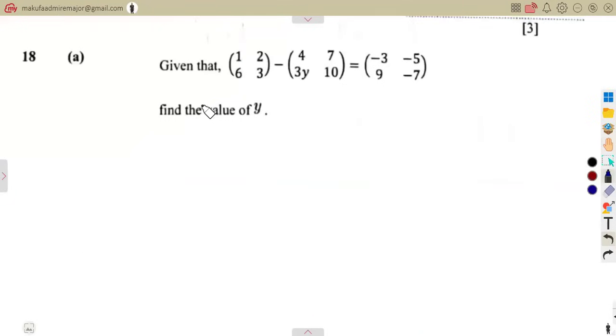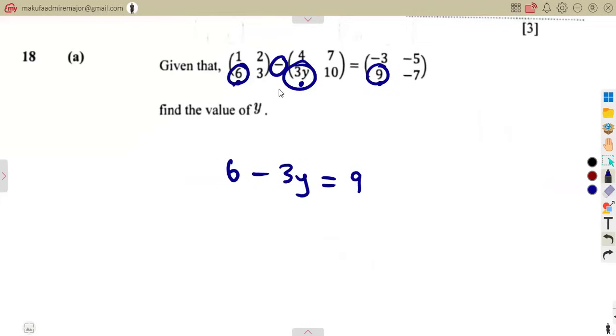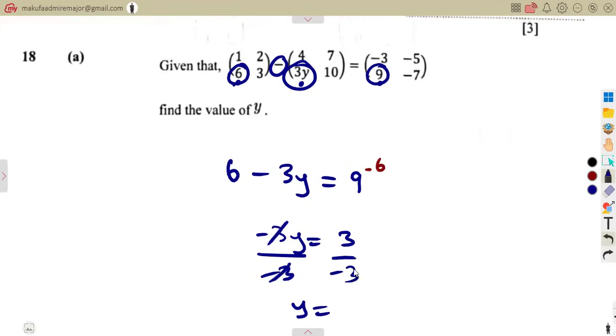Number 18, find the value of y. This is where we have our y. So you can just take corresponding terms, the 6, the 3y and the 9. So it means 6 minus 3y is equal to 9. Those are the corresponding terms, and just use the sign that you're given. Solve for y. Transpose the 6 to the other side: minus 3y is equal to 9 minus 6, which is 3. So we're going to divide by negative 3 on both sides. So y is equal to what? Minus 1. Okay, so that is it.